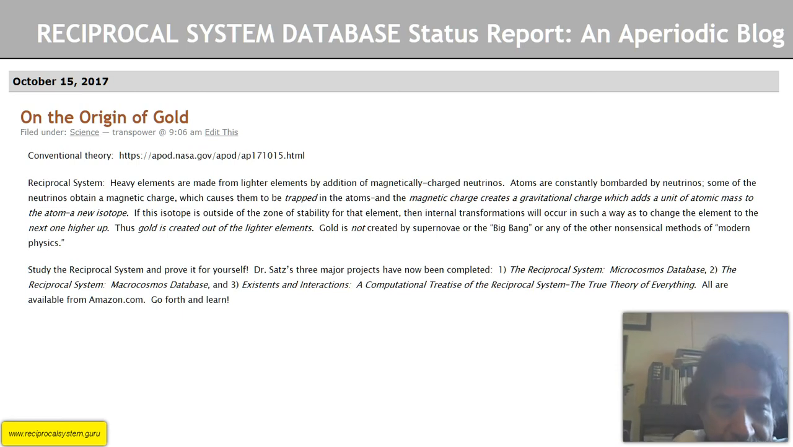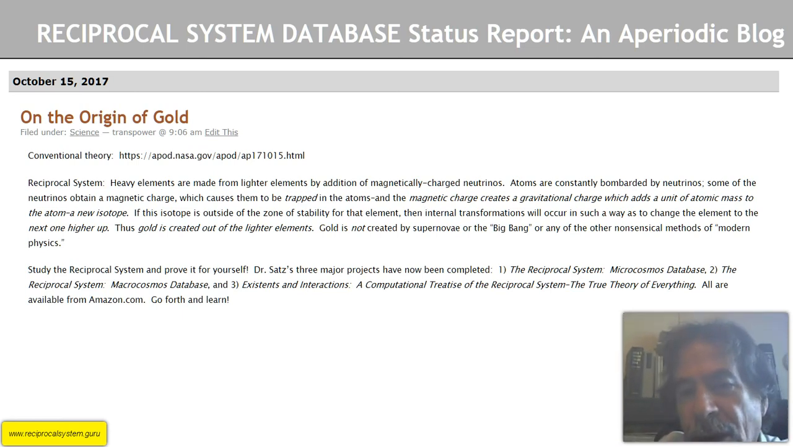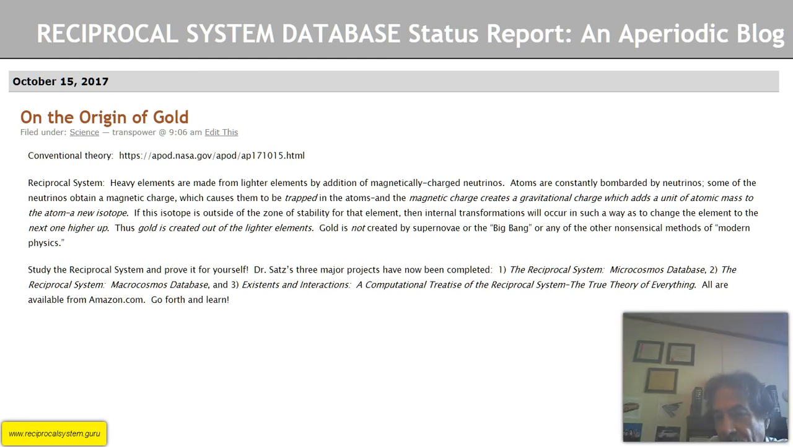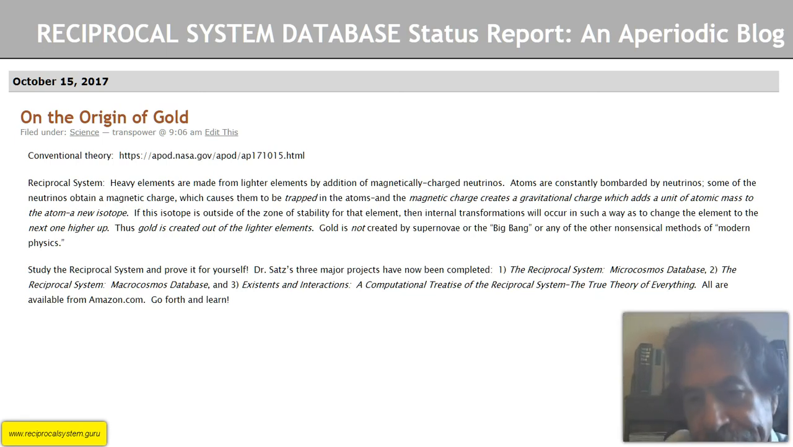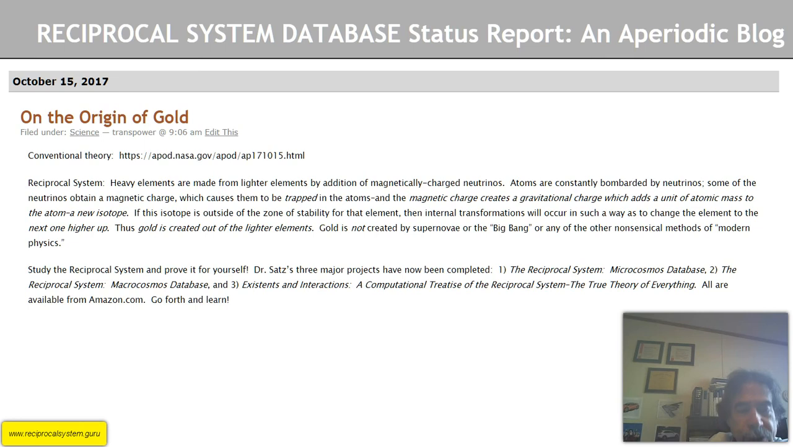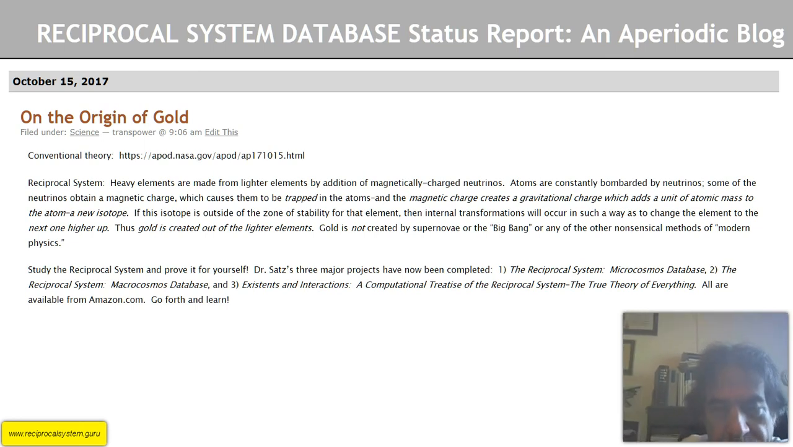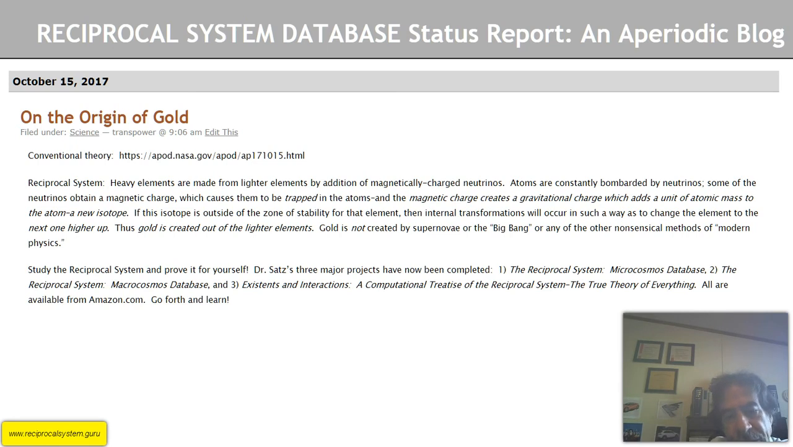Okay, now, according to the reciprocal system, heavy elements are made from lighter elements by addition of magnetically charged neutrinos. Atoms are constantly bombarded by neutrinos. Some of the neutrinos obtain a magnetic charge while passing through matter, which causes them to be trapped in the atoms. And the magnetic charge creates a gravitational charge in the associated atom, which adds a unit of atomic mass to the atom. That is, it creates a new isotope. If this isotope is outside of the zone of stability for that element, then internal transformations will occur in such a way as to change the element to the next one higher up. Thus, gold is created out of lighter elements. Gold is not created by supernovae or the so-called Big Bang or any of the other nonsensical methods of, quote, modern physics.